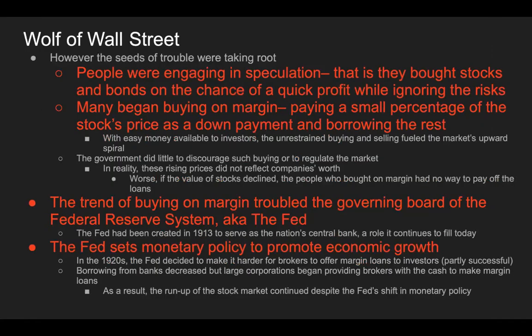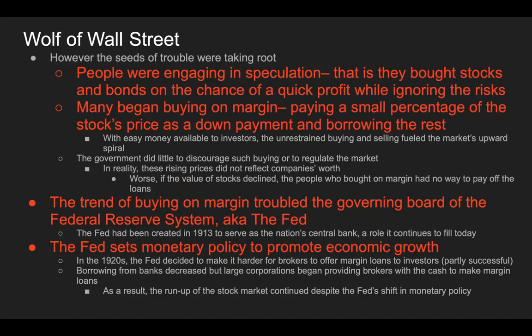All right, Wolf of Wall Street. However, the seeds of trouble were taking root. These next 2 are test questions. People were engaging in speculation. That is, they bought stocks and bonds on the chance for a quick profit while ignoring the risks.